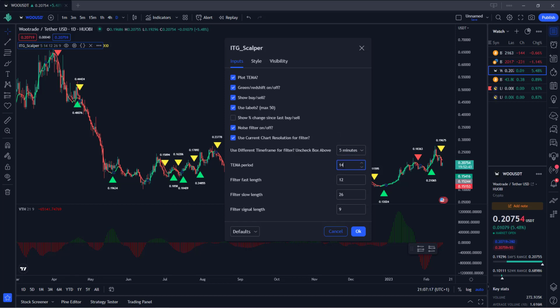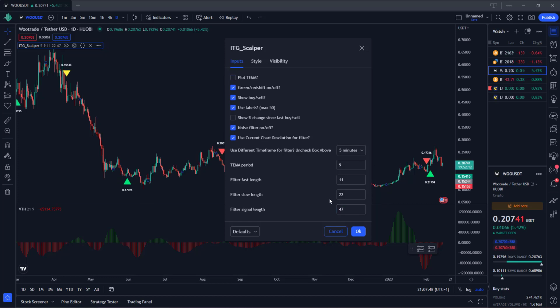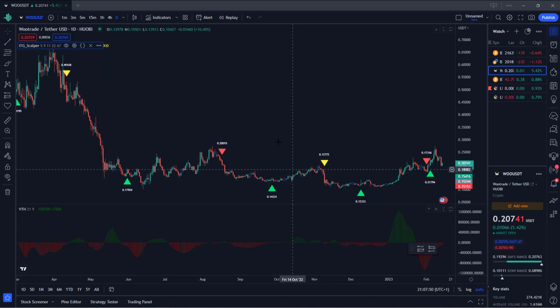Second, for the TMA period, we're going to adjust 14 to 9. The filter fast strength is going to be 11. The filter slow length is going to be 22. And the filter signal length is going to be 47. And also the plot thema, we're going to unmark that one. So this is how in essence you're going to see the Itg Scalper.